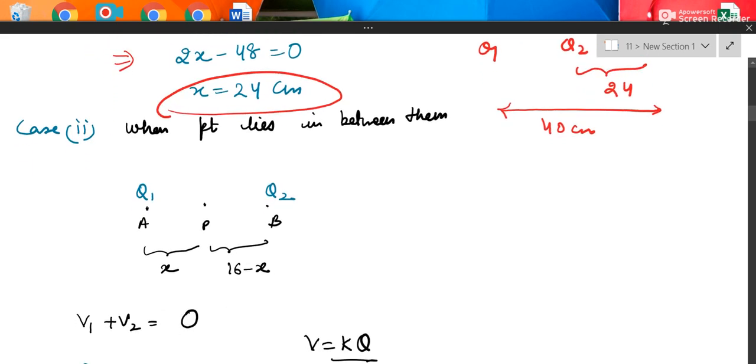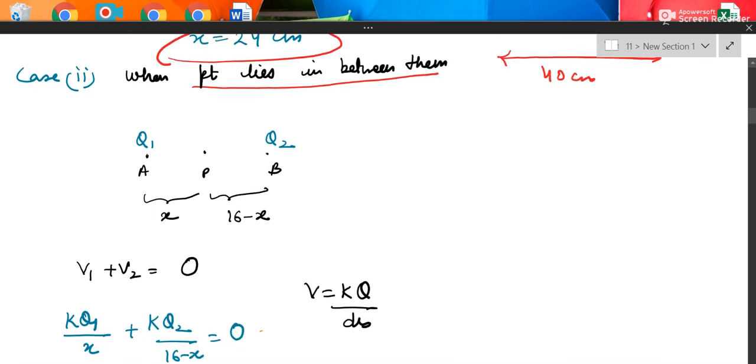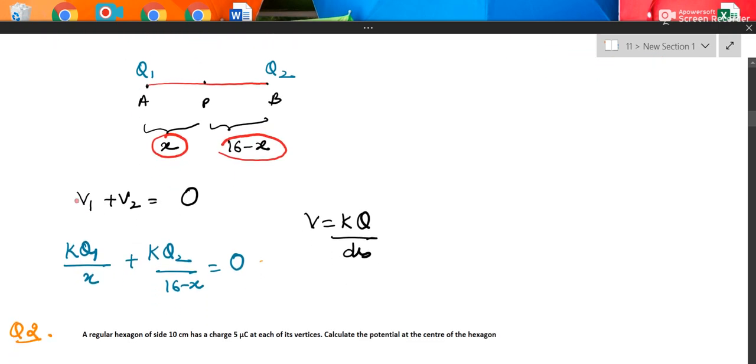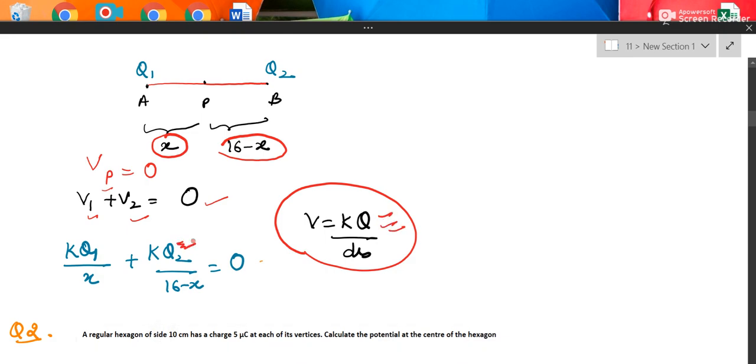Okay, now when the point lies in between them, you can see the point is lying in between them. So the distance from A is X and the distance from B is the remaining, that is 16 minus X. Now again the same way, potential at P is equal to 0. So who is exerting potential at P? Charge 1 and charge 2. The general formula is KQ by distance, but Q will be substituted with sign. Please substitute Q with sign here, and again do those mathematical steps. K common, 10 to the power minus 8 common, like that, and find out X.